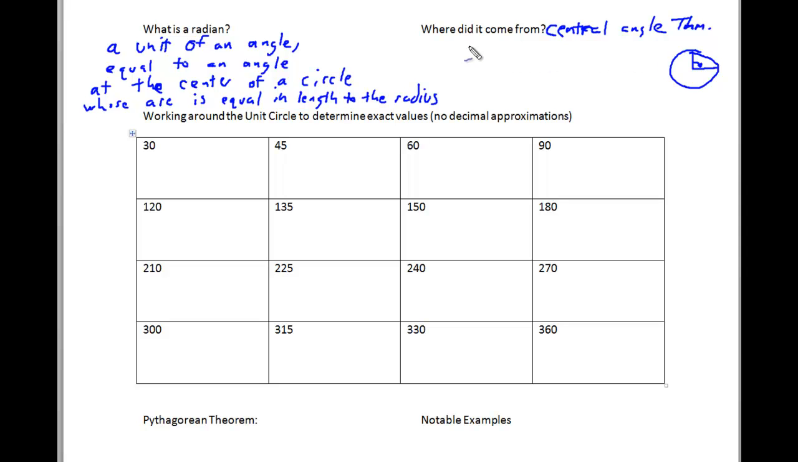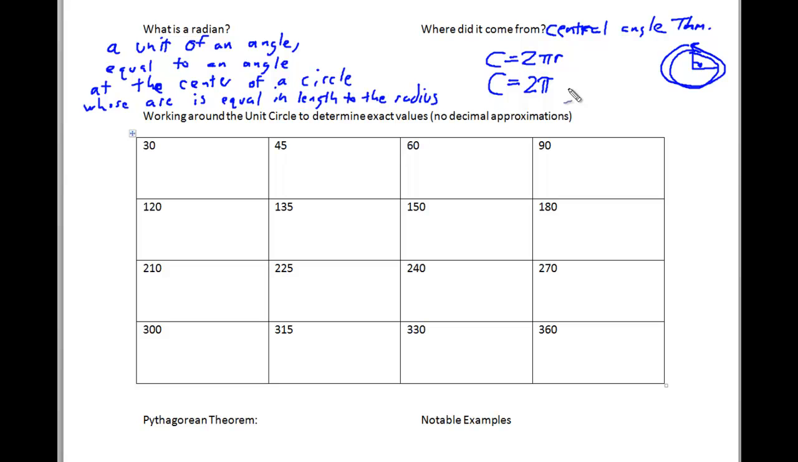Now, to show you where radians came from, we have a very common formula about the circumference of a circle. If you go around a circle, no matter what circle it is, no matter what radius it is, the circumference of that circle is always 2 pi r. So you take your radius, double it, and then multiply by 3.14, a non-terminating decimal. This will always give you the circumference. So the circumference of the unit circle is 2 pi.